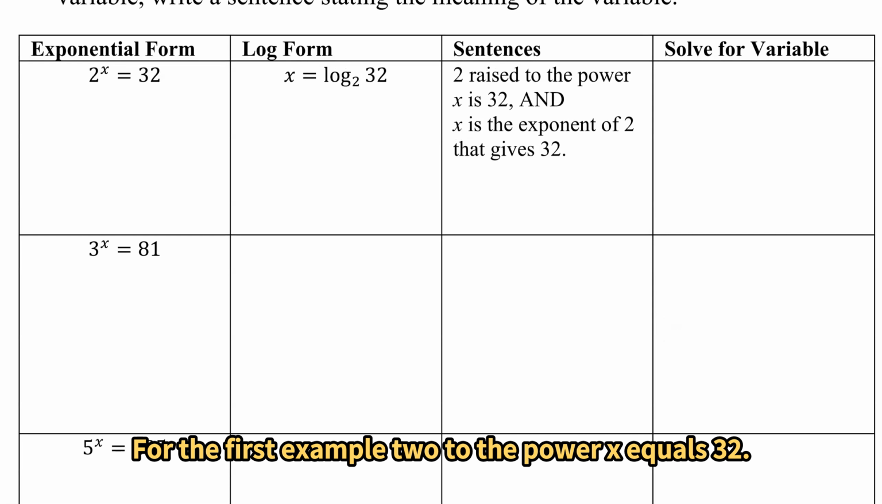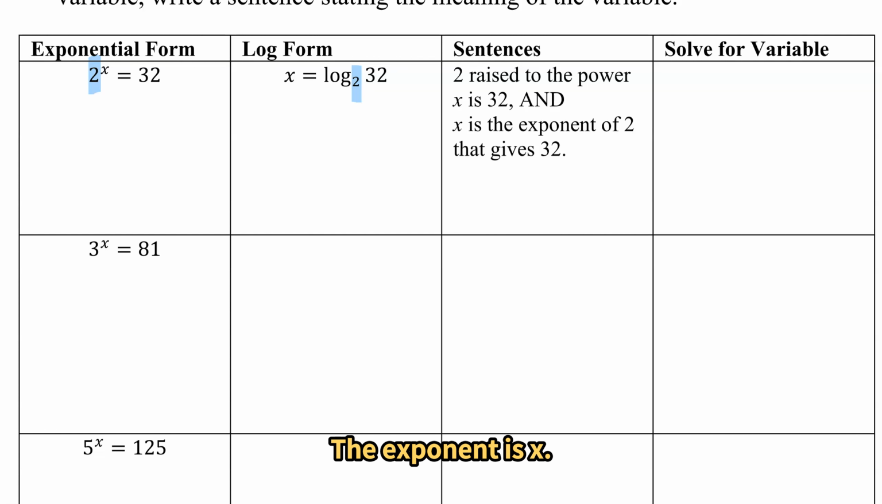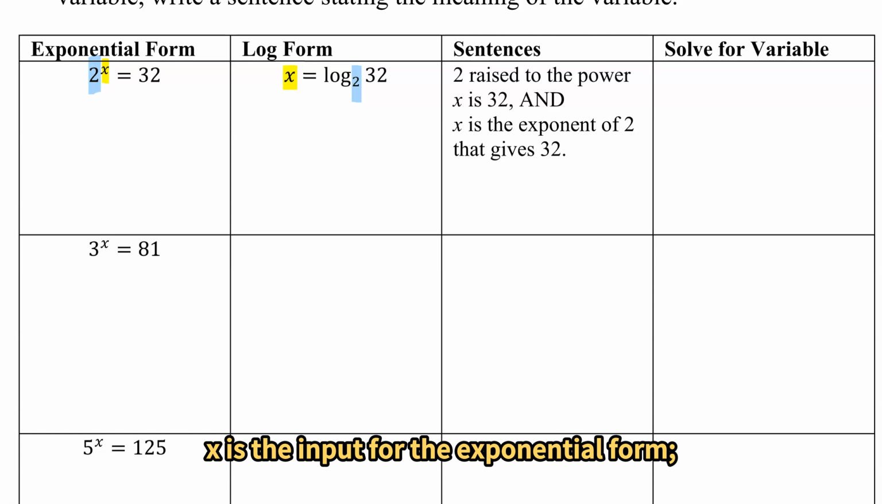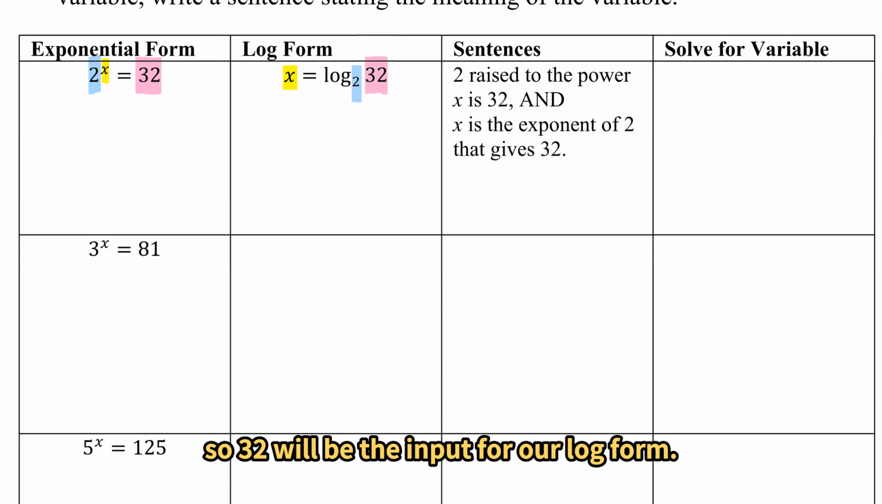For the first example, 2 to the power x equals 32. The base is 2, so that becomes the base of our log. The exponent is x, so for the log form, x will be our answer. X is the input for the exponential form. It will be the output for the log form. And then 32 is our output for the exponential form. So 32 will be the input for our log form.